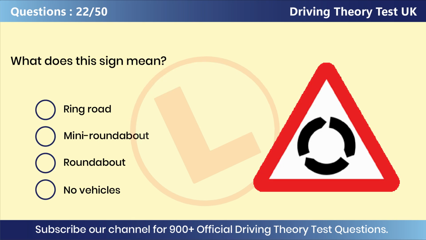Question 22. What does this sign mean? A. Ring road. B. Mini roundabout. C. Roundabout. D. No vehicles.